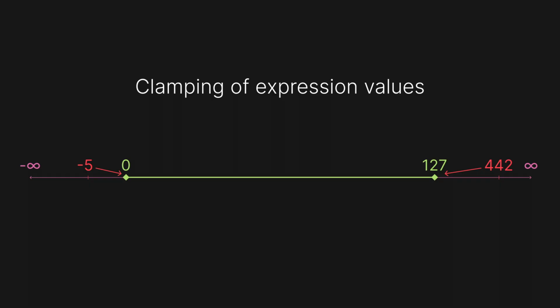Another thing to note is that MIDI protocol allows us to have values from 0 to 127 for most messages. So when you have an operation that produces larger or smaller values, they will be clamped to 0 and 127. For example, -5 will become 0 and 442 will become 127. Also, for MIDI channel expressions, the limits are 0 and 15 since there's only 16 channels available.